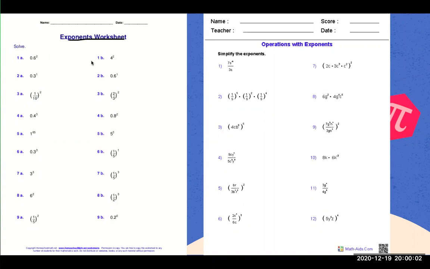Yeah, so this is 1b. So let's look at 4 to the power of 2. So 4 to the power of 2 is 16 because 4 to the power of 2 means 4 times 4.